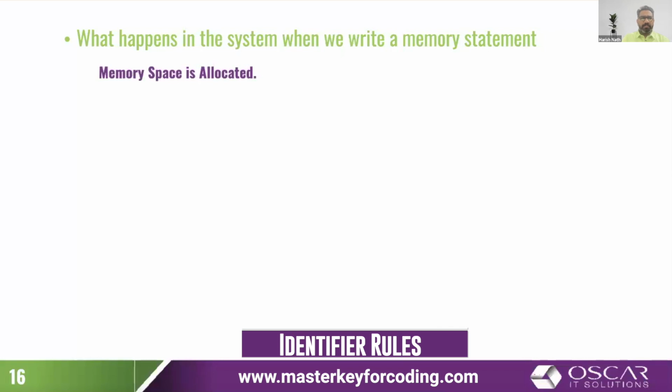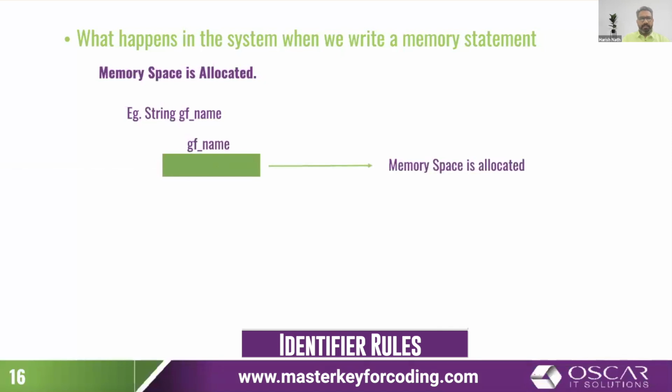Now, what does the system do with this instruction? We have defined a statement. A statement becomes an instruction for the system. On receiving the instruction, the system starts working. So what does it do? Memory space is allocated. You see that green strip, that's like a memory space, and it's identified with the name which we give. This memory space is identified by the name we give. That's the reason why it's called an identifier. It identifies something. So it's a name. It identifies the memory space.